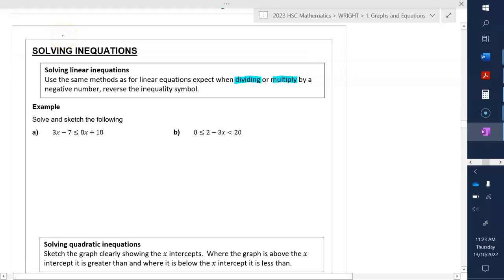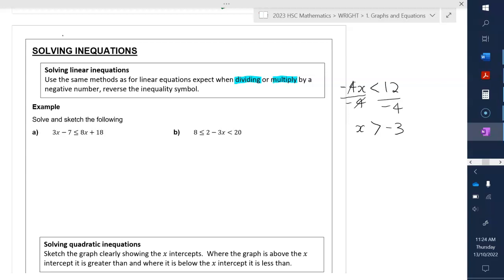For example, just do a simple one. If I had minus 4x is less than 12, I need to divide by minus 4 on both sides. And because I'm dividing by a negative, I need to flip that sign around the other way. So I'll end up with x on this side, and I'll end up with minus 3 on that side. So whenever we divide, and the same is the case if we are multiplying by a negative number, the sign needs to be reversed. That's really the only tricky bit in there. Other than that, it's going to be the same way as if we were working with an equal sign.